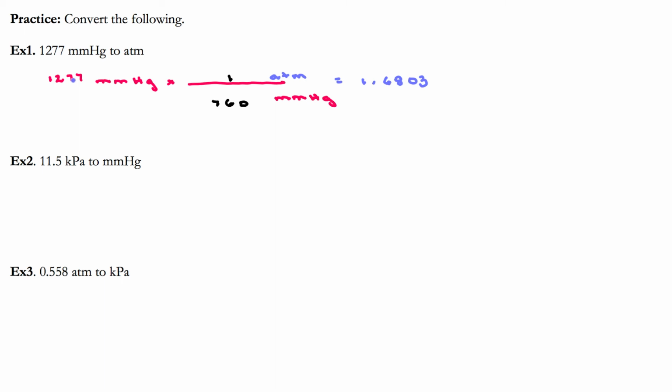Okay, keep in mind 1,277 has 1, 2, 3, 4 sig figs. This is an exact relationship, so I cannot use this in determining significant figures. And so I want 4 sig figs, 1, 2, 3, 4. So this is going to be 1.680, and my units are atmospheres. Okay.